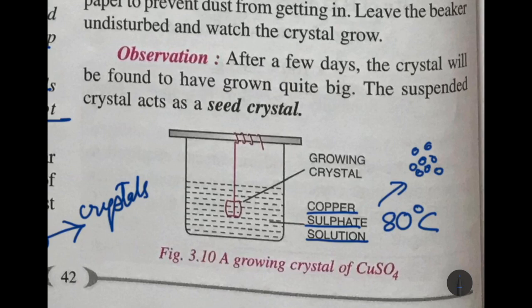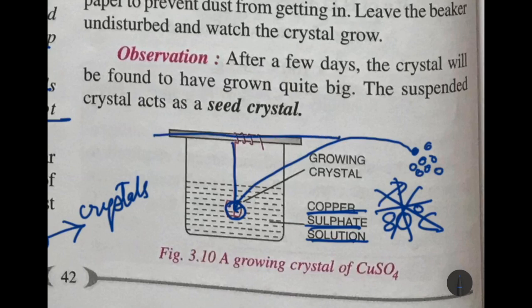Now from here we take one crystal, and then we suspend it with the help of a thread, and we take a fresh copper sulfate solution. Now we hang it here and we cover the beaker with a piece of paper so that dust does not get inside, and we leave the beaker undisturbed. And what will you see? You'll see magic. The tiny crystals will start growing. It will grow bigger in size. It will become bigger and bigger.